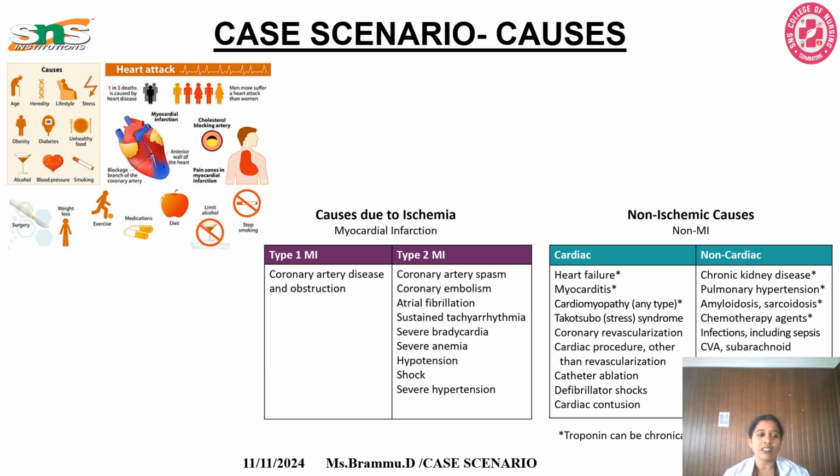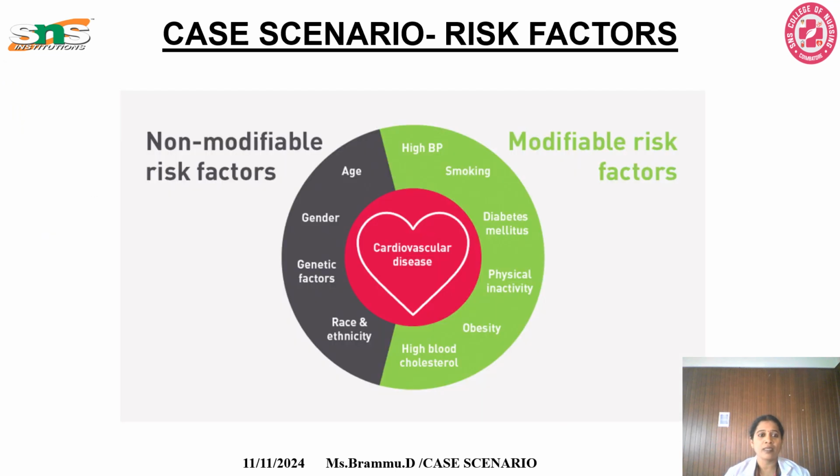And in the case of obesity and diabetes, patients who are consuming unhealthy foods, mostly junk foods, as well as alcoholism, smoking, or not controlling the blood pressure, all these will be major contributing factors to develop MI. So the risk factors we can divide in simple terms into modifiable and non-modifiable risk factors. The modifiable risk factors will be high BP, smoking, diabetes mellitus, physical inactivity, obesity and high blood cholesterol.